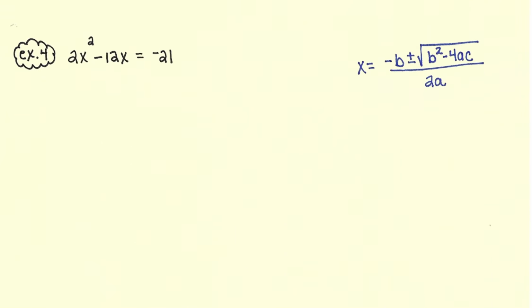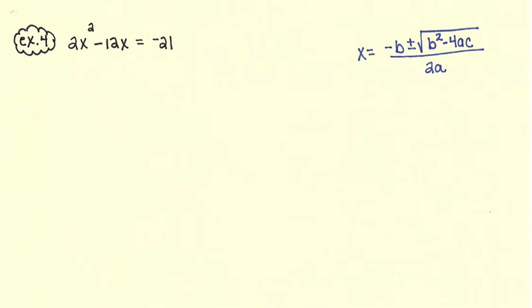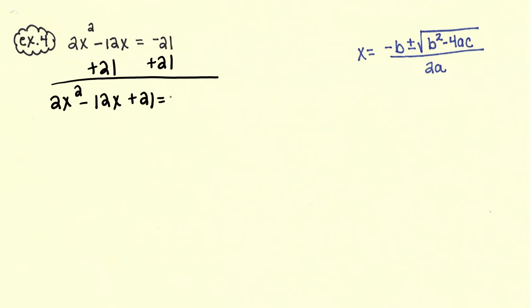All right, look at example 4. Okay, the first thing I hope you notice on example 4 is that you're not set equal to 0. So let's do that first. Add your 21 over so that you have 2x squared minus 12x plus 21 is equal to 0. All right, pick out your a, b, and c and put it into the quadratic formula. And if you want, pause the video and come back and check to see how you did. All right, hopefully you said a is 2, b is negative 12, and c is positive 21.